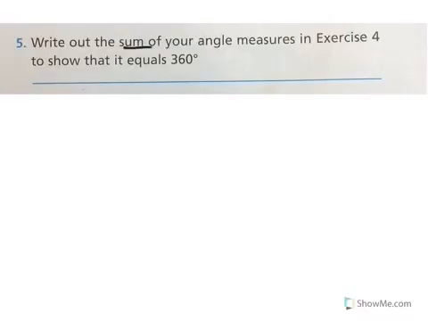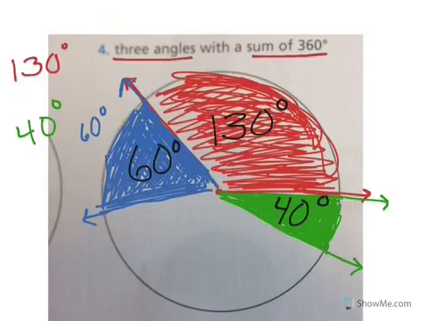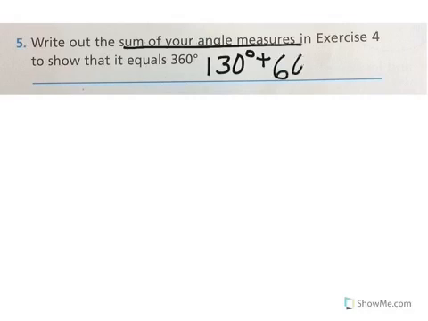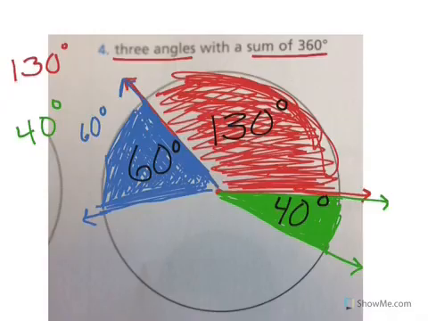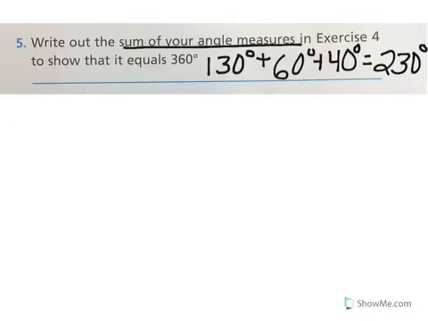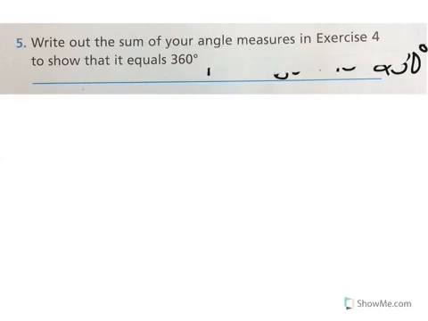When I write out the sum of my angle measures, I would say 130 degrees plus 60 plus 40 equals 230 degrees. Oh, that it equals 360. Oh, I just did this wrong. That does not equal 360. That equals 230. Okay.